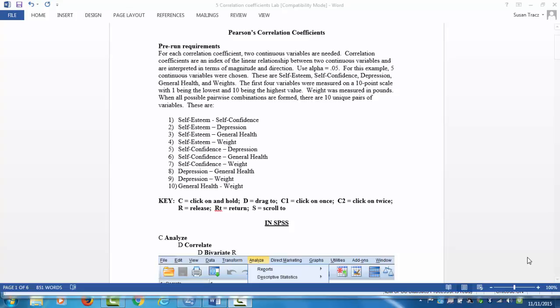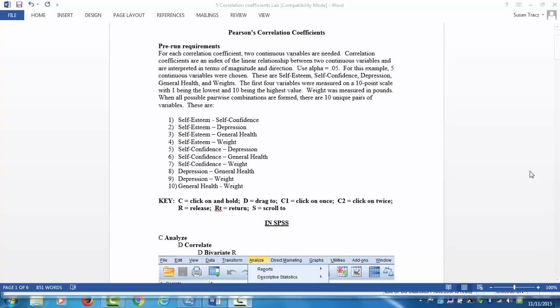Now I have 5 variables here, but a correlation coefficient is calculated only between 2 variables. So I want to calculate these for all the combinations of pairs of variables between my 5 variables. I'm going to calculate a correlation between self-esteem and self-confidence, self-esteem and depression, self-esteem and general health, self-esteem and weight, also between self-confidence and depression, self-confidence and general health, self-confidence and weight, depression and general health, depression and weight, and finally between general health and weight.